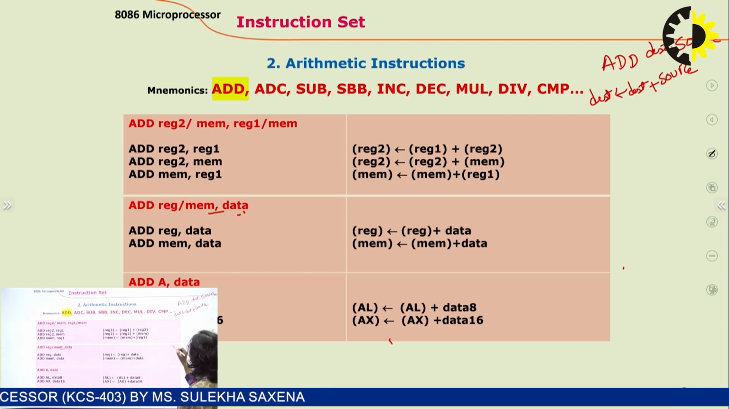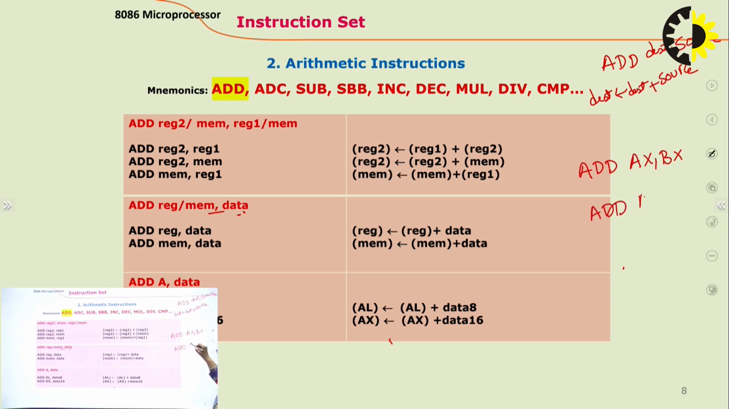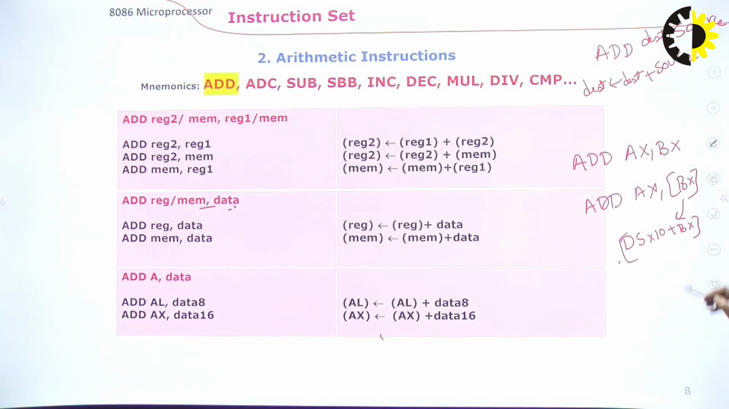For example, ADD AX comma BX. It adds the values of AX and BX and saves the result into the AX register. If we write ADD AX comma [BX], then BX points to the memory with effective address BX, and the total physical address will be DS into 10 plus BX. It moves to this address, takes the data from this address and address plus 1 location, adds it with the AX register and copies it to the AX register.